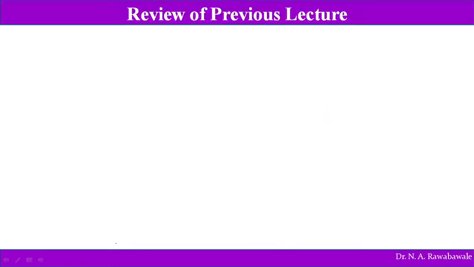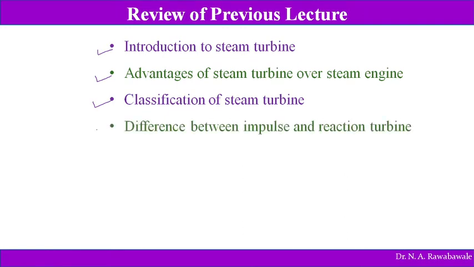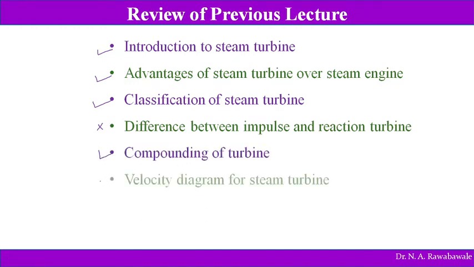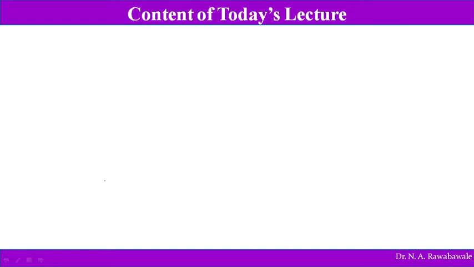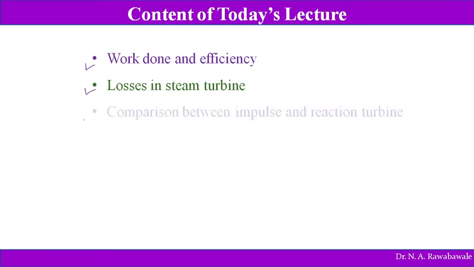In the previous lecture we discussed the introduction to steam turbine, the advantages of steam turbine over steam engine, and the classification of steam turbine. The difference between impulse and reaction turbine was proposed in the previous lecture, but we couldn't cover it, so that we are going to study today. Compounding of steam turbine and velocity diagram of steam turbine. So today we will discuss work done and efficiency of steam turbine, losses in steam turbine, and comparison between impulse and reaction turbine. So let us start with the impulse stage.